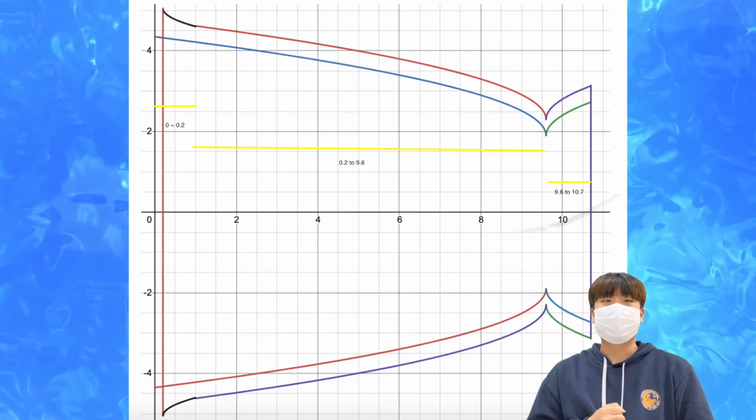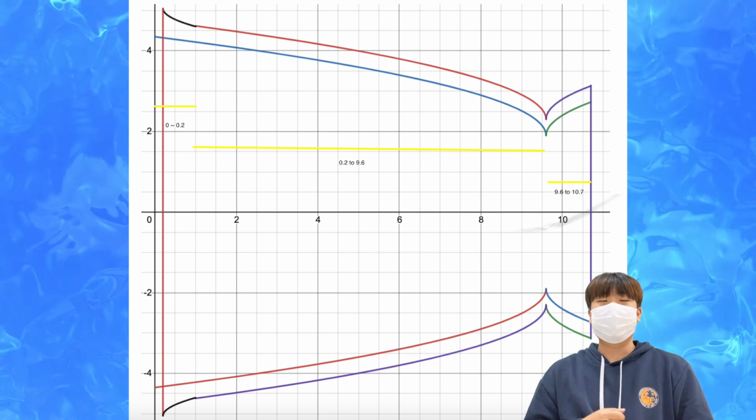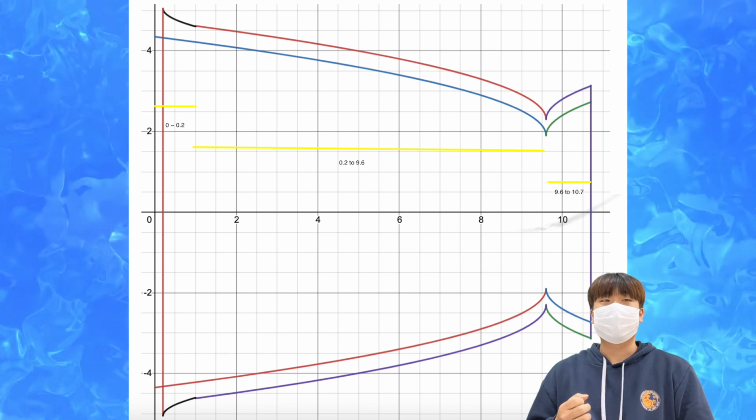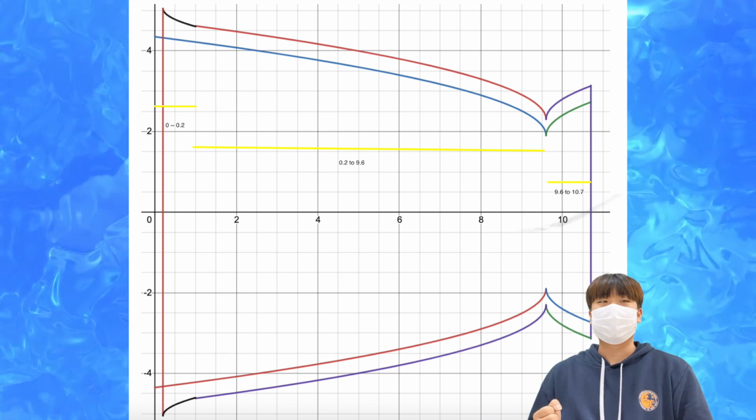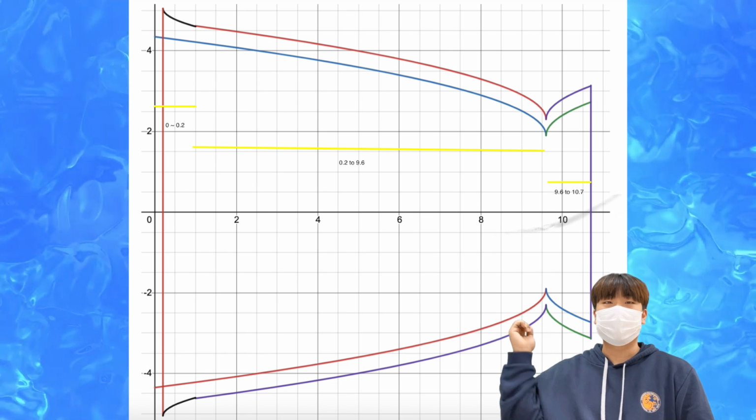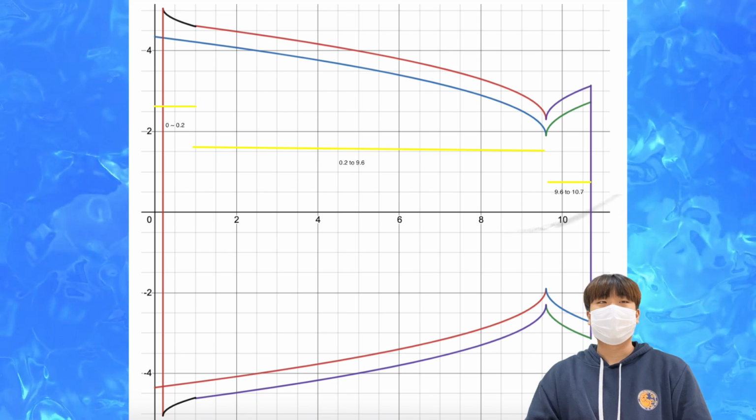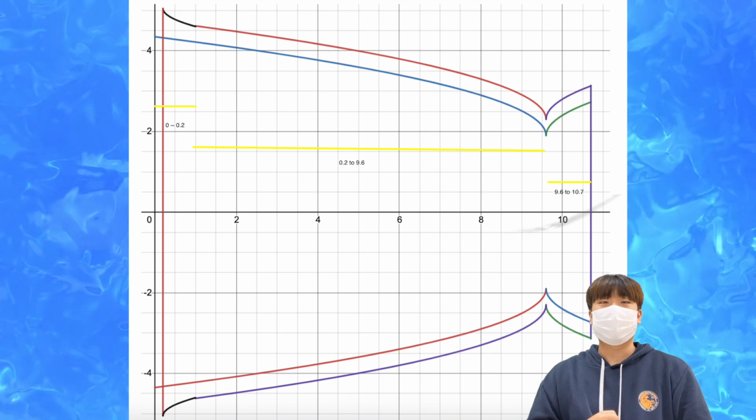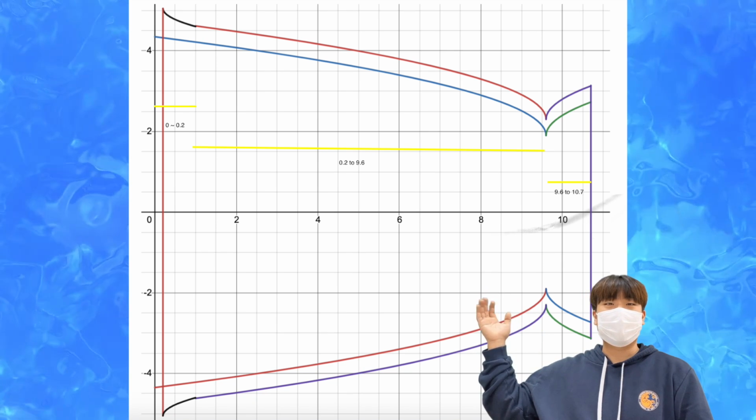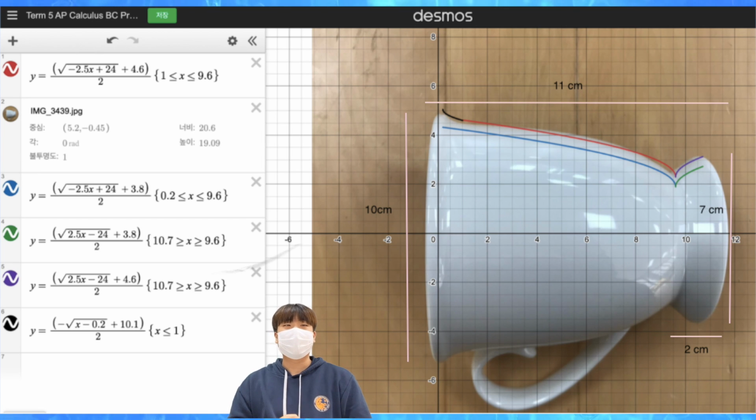Here's the graph for our cup. We divided the intervals into three parts. The intervals are 0 to 0.2, 0.2 to 9.6, and 9.6 to 10.7. The black line, red line, and purple line are the outer volume, and the blue line and green line are the inner volume. As you can see, the lengths of the cup are 11 cm, 2 cm, 7 cm, and 10 cm. Now moving on to the disk method.